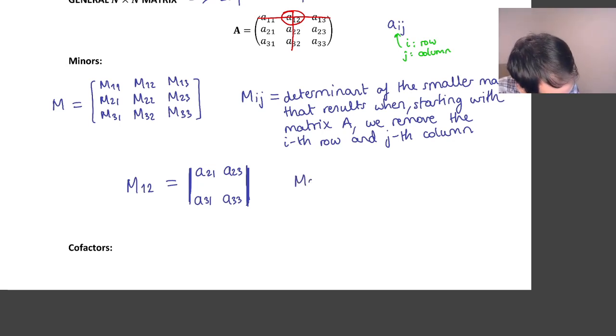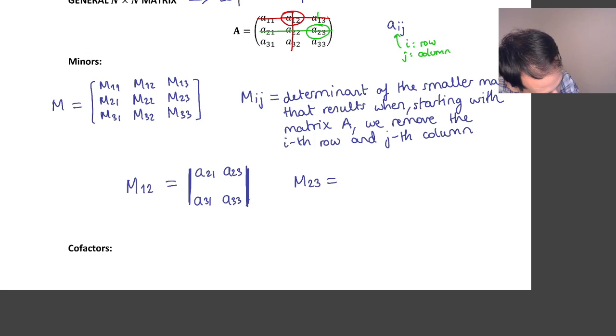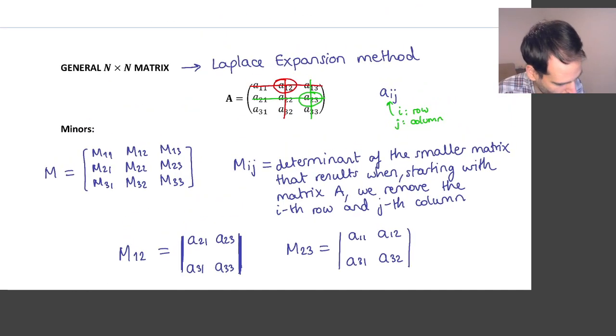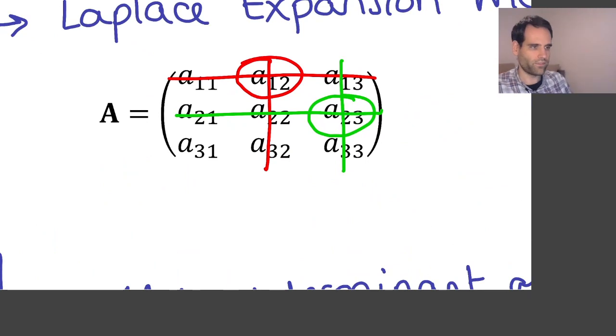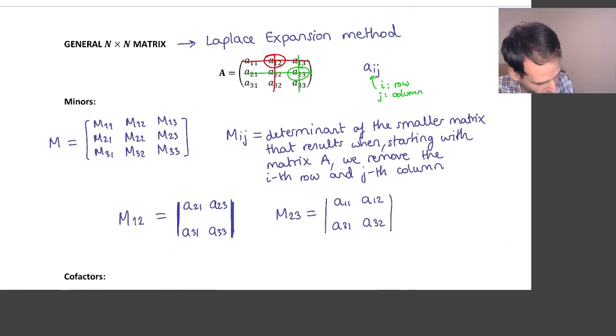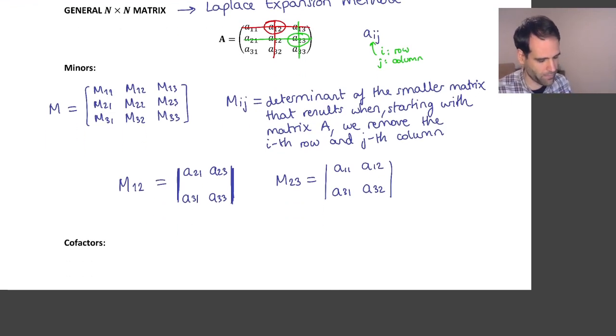Another example, M23. M23 would be calculated by looking at the element 2,3 in matrix A, removing the corresponding row and the corresponding column, and we are left with only 4 elements. Those 4 elements, we calculate the determinant of that matrix, and that would be a11, a12, a31, a32, right? Because those are the 4 elements that survive when you remove the green row and the green column. In this way, we could calculate each of these minors. Here I gave you an example of how to calculate 2 of them, but you can calculate all 9 minors. Or in general, if it's an n by n matrix, you can calculate all the minors, which in total are n squared minors. So that's how to calculate the matrix of the minors.